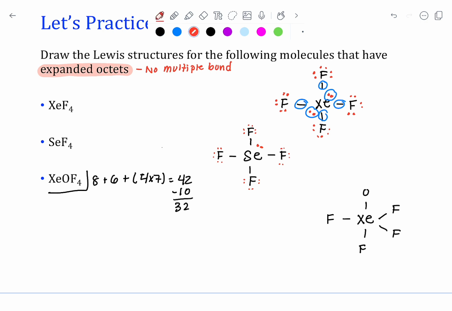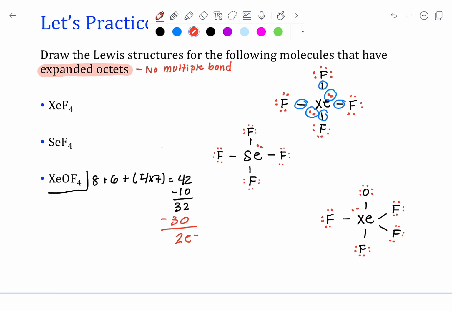I'm now going to use my extra electrons to complete my octets. So I'm going to do 1, 2, 3, 4, 5, 6, 7, 8, 9, 10, 11, 12, 13, 14, 15, 16, 17, 18, 19, 20, 21, 22, 23, 24, 25, 26, 27, 28, 29, 30. So I used 30 electrons to complete my octets. I have 2 left over, which I'm going to put on my xenon because it can have an expanded octet. So that is our final structure for xenon. Xenon with an oxygen and 4 fluorines. No specific name for that, at least for the place that we're at right now.